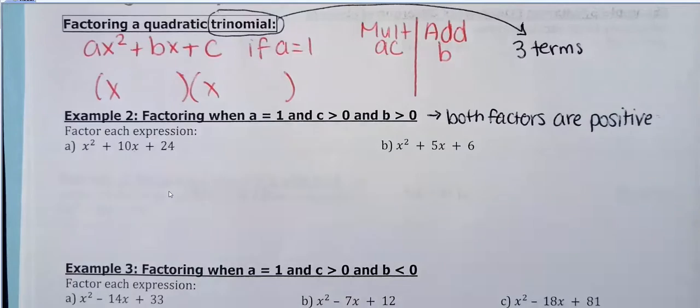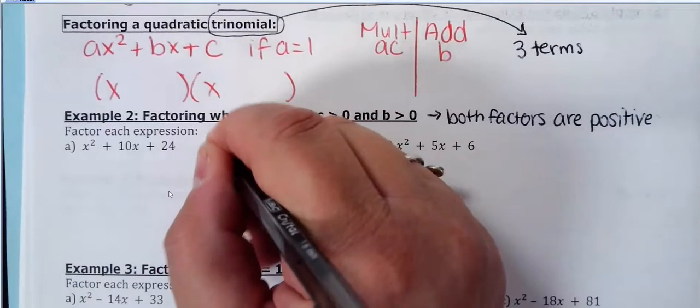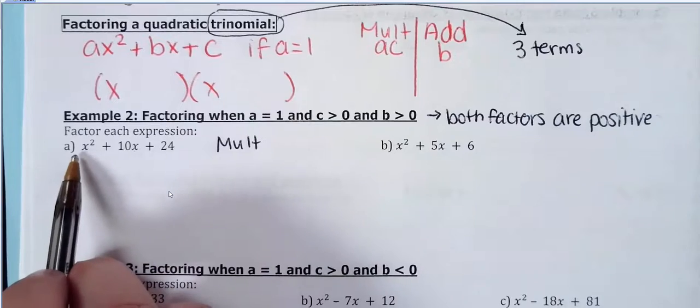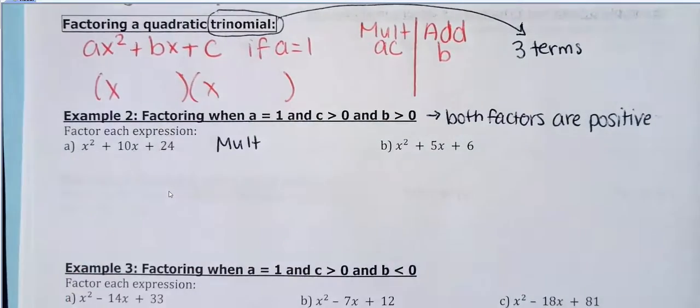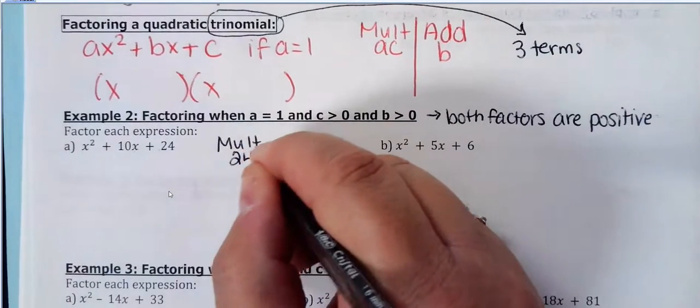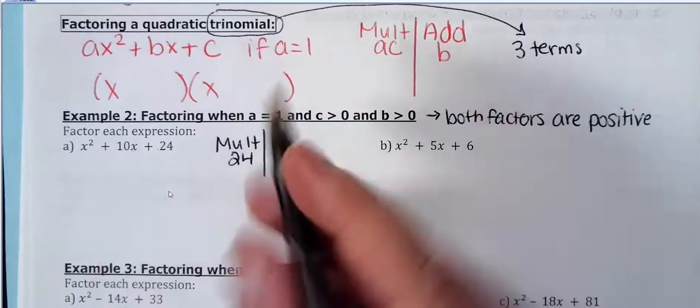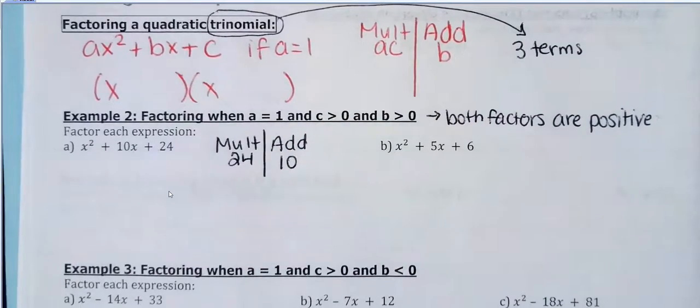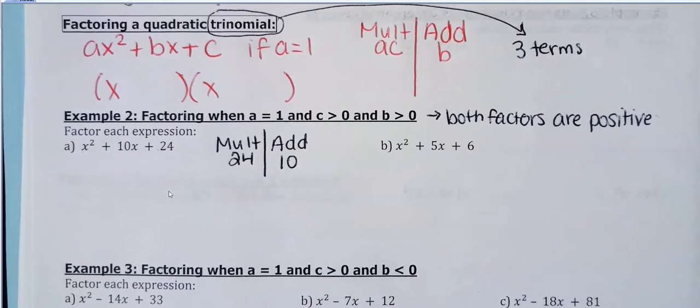All right, so I'm going to multiply a times c here. In this question, it would just be 1 times 24. And then I'm going to add to get the b value, which is the 10. So can we think of two numbers that, when I multiply them, would give me 24, and if I added the same two numbers, I would get 10? 6 and 4.